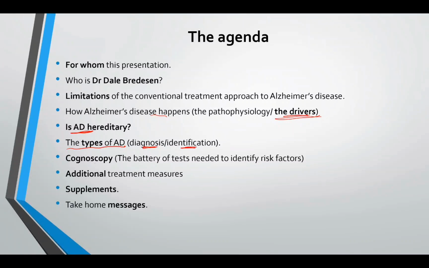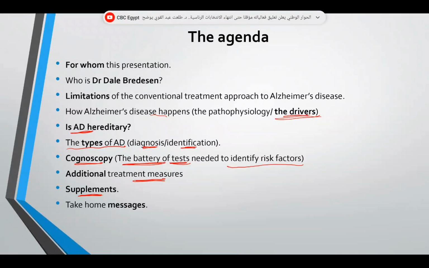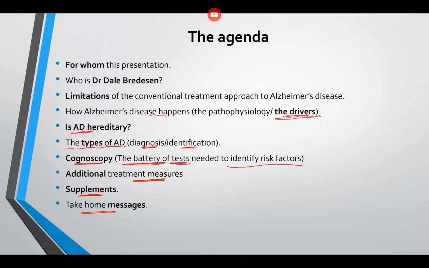Then I'm going to talk about the cognoscopy, which is the battery of blood tests or the tests needed to identify these causes, the risk factors. Then I'm going to talk about additional treatment measures and the important supplements that the patient needs to support the brain, and at the end the take-home messages. This presentation will be quite long, so I need you to prepare paper and pen and take notes. You can listen to this presentation in parts in order to capture all the important information.